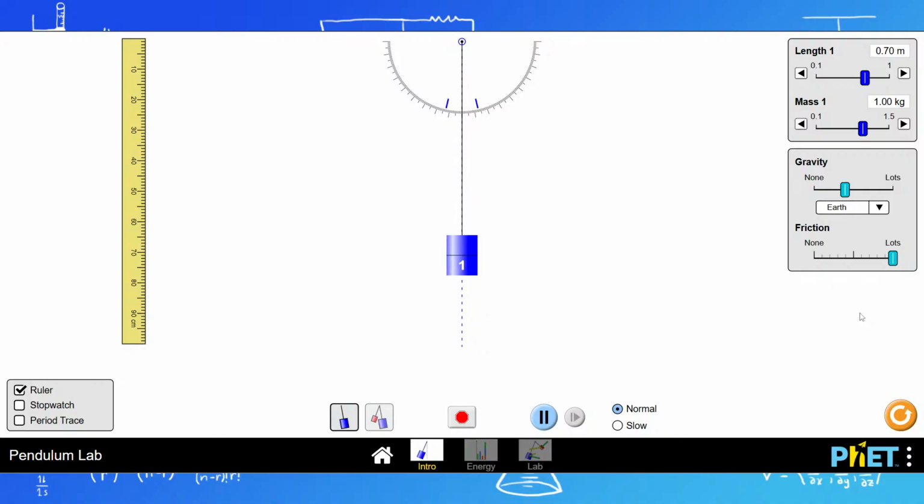Even at maximum friction, it's still swinging. Okay, there. Now it stopped. But yeah, there you go. Those are two classic cases of simple harmonic motion, which we will be studying for most of this chapter.